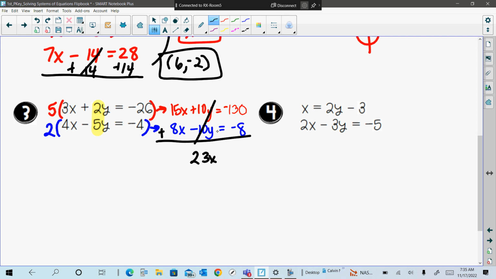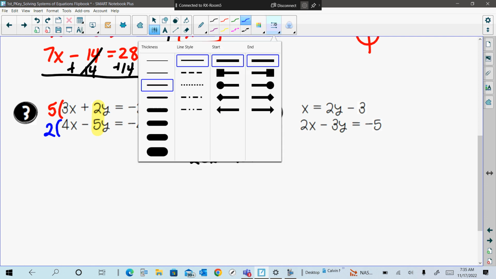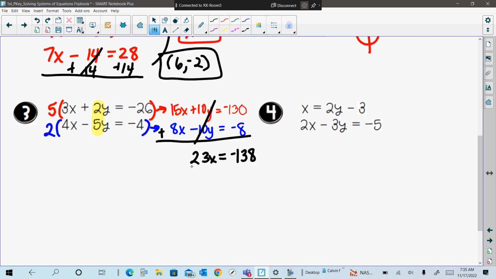So 23x equals -138. Then we're just going to divide everything by 23.